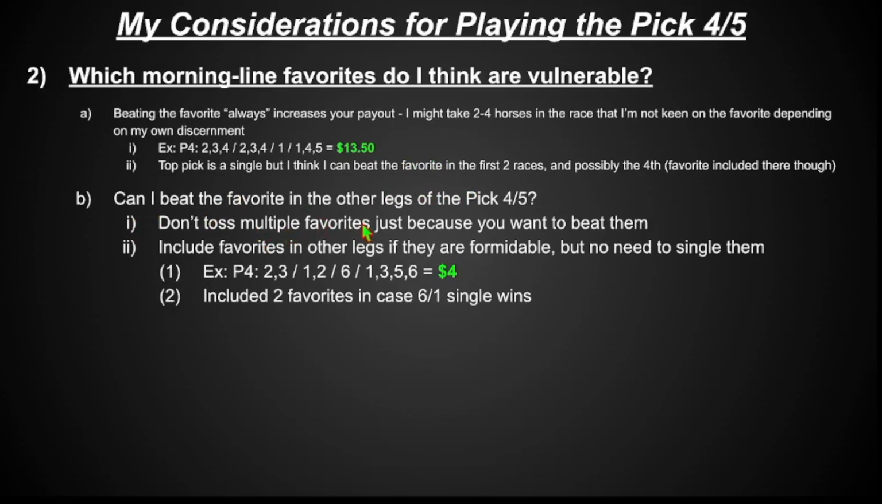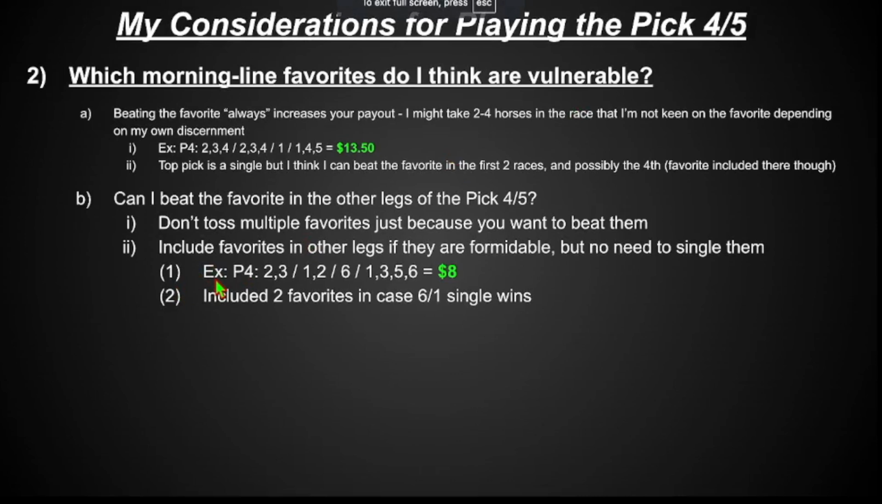Don't toss multiple favorites just because you want to beat them. Include favorites in other legs if they are formidable, but no need to single them. Like my ticket above, I have the favorite, but I'm not singling it in the fourth race. I'm including the 4 and 5, which I think also have a good chance to win, and thus, because they're longer shots, increase my return if the bet wins.